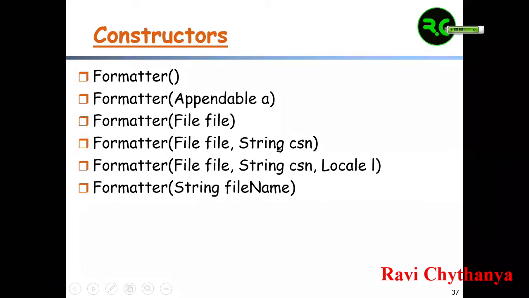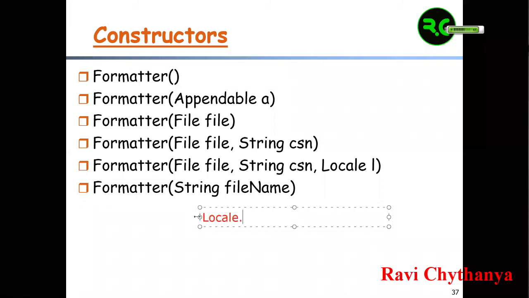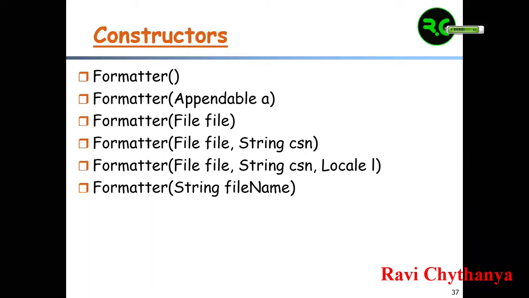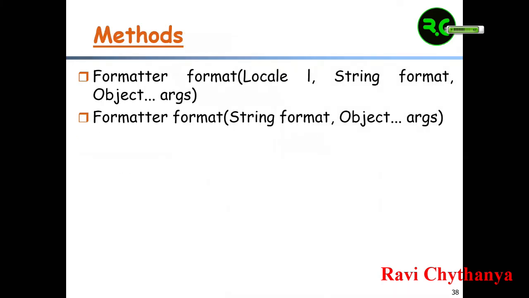So here you need to mention the character set, the format for reading data or writing onto the file. Then there is File, csn, and Locale, which locale you want. I can write the Locale like this, Locale.US, for mentioning the locale of the program we are writing. And the file name we can mention directly. So this is about the constructors we have.